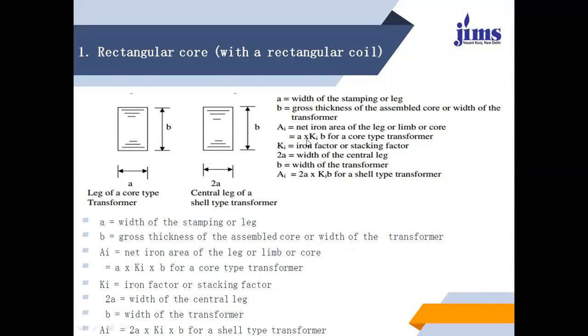So Ai equals a times Ki b for a core type transformer, where Ki is the iron factor or stacking factor. 2a is the width of the central leg in the case of the shell type transformer. b is the width of the transformer, so Ai equals 2a times Ki b for a shell type transformer.